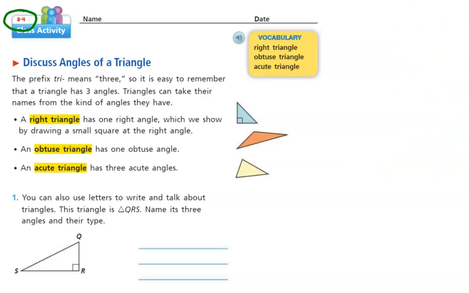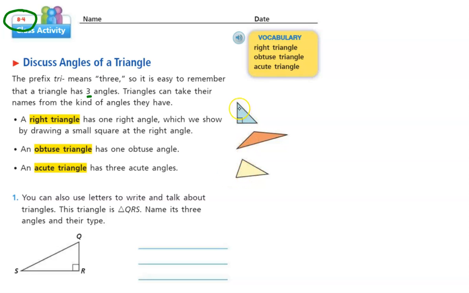So over here off to the left, it says the prefix tri means three, like I just said. So it's easy to remember that a triangle has three angles. Triangles can take their names from the kind of angles they have. So you're basically going to be learning today different ways to describe a triangle. We don't want to just call it a triangle because triangles can look so different. So here it's showing you a right triangle, an obtuse triangle, and an acute triangle. And they've drawn you an example of all three of those.